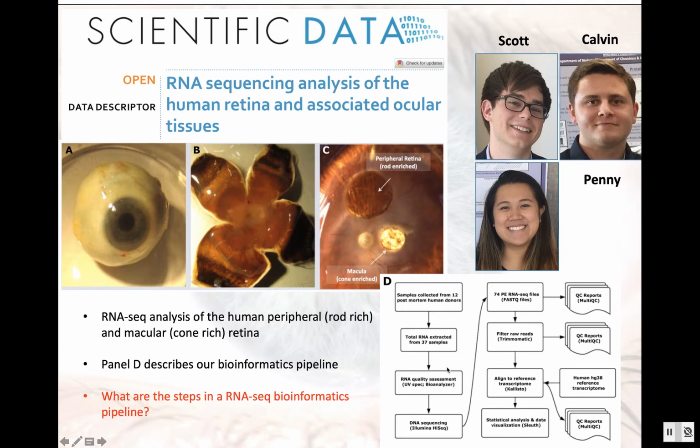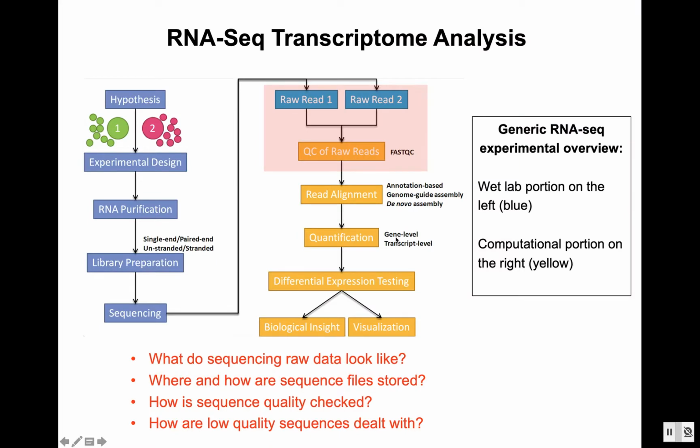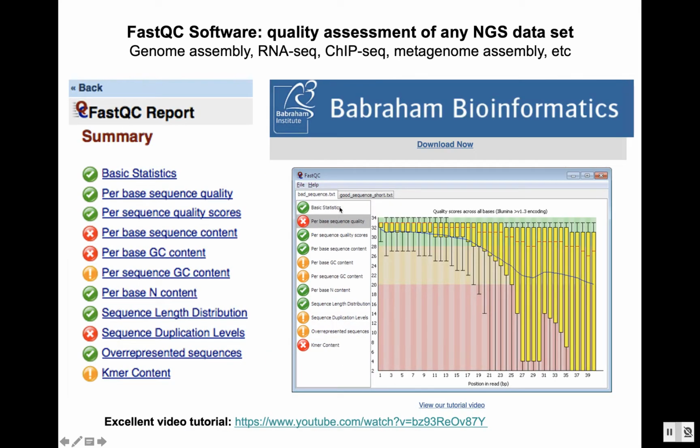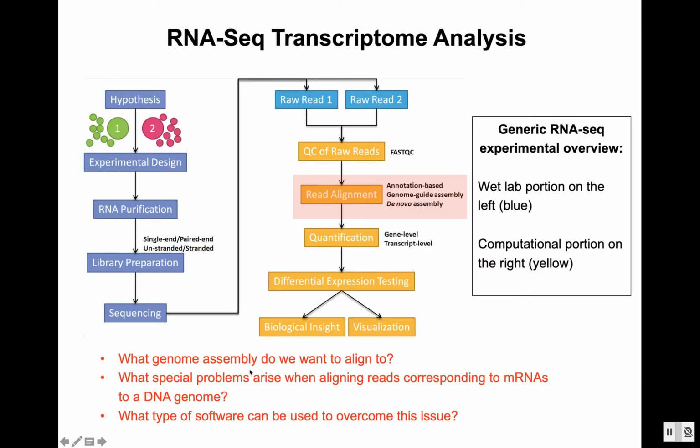And here is a figure from our paper describing the RNA-seq experimental workflow. In a previous video, we talked about the first step in this RNA-seq analysis pipeline, which is analyzing the quality of the raw sequencing reads. To do this, we used FastQC, a commonly used software developed by the Babraham Bioinformatics Institute. There's an excellent video tutorial here, or you can watch my previous short video of how to run FastQC in CyVerse Discovery Environment.